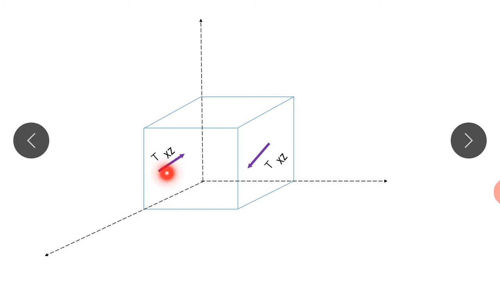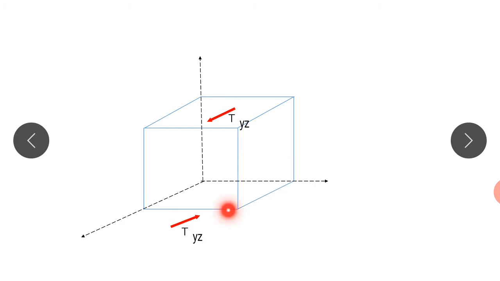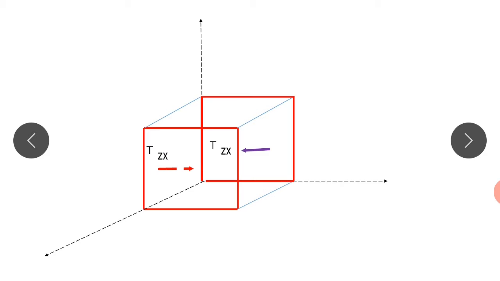So face by face I have represented these stresses. So tau xz in this direction, tau xz at this face in the opposite direction, tau xy upwards, tau xy downwards. Here tau xy at the top face is rightwards. Here tau xy is leftwards. So at each face, these kinds of shear stresses are developed, which are perpendicular to each other.